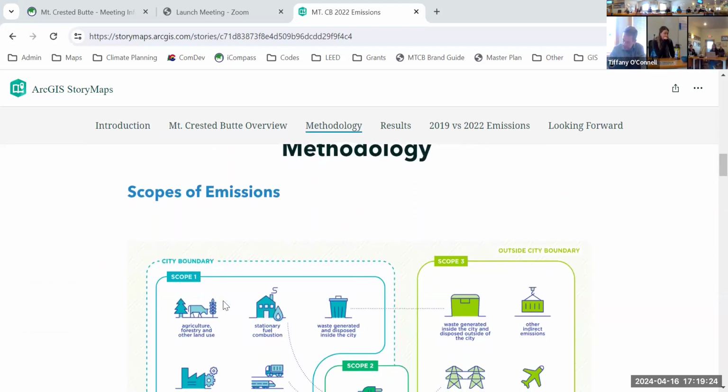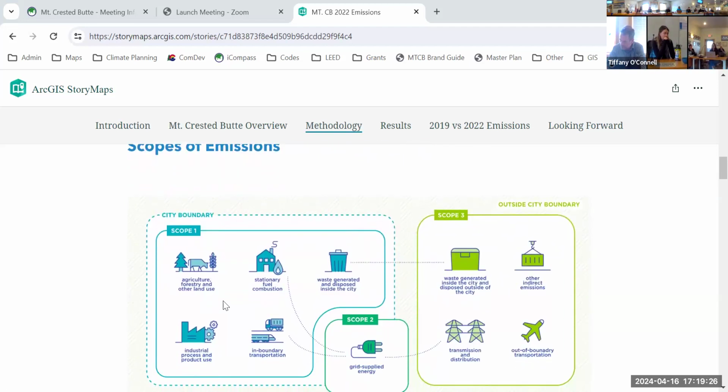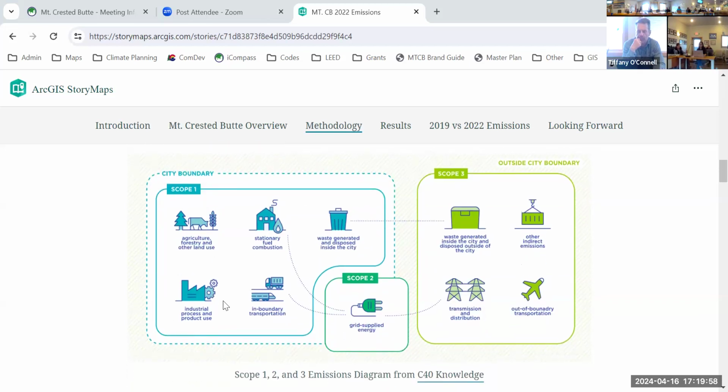And looking at our methodology, how we conducted this emissions inventory. A major part of emissions is the different scopes. So scope 1 will be all the activities that are occurring within the boundary of Mount CB, and this will include stationary fuel combustion, so people burning natural gas or propane in their property, or in boundary transportation, so all the cars driving up here. Scope 2 will be our grid supplied energy, and ours comes from GCEA and all the energy that is used within the buildings up here.